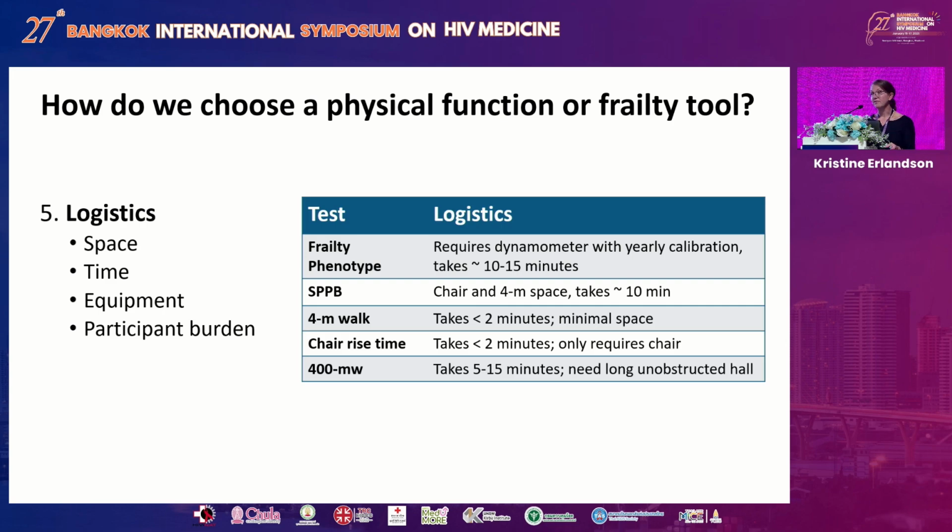I mentioned the frailty phenotype is looking at vulnerability, but it's time consuming. It can take anywhere from 10 to 15 minutes. You need a dynamometer to assess muscle strength, which has to be calibrated regularly. Sometimes those go missing or participants accidentally walk out with them. And so definitely some equipment considerations. Other tests like the short physical performance battery is a little bit faster, but it also is somewhat time consuming. The 4-meter walk or the time to rise from a chair, on the other hand, really take less than a minute or two and require minimal space or equipment.